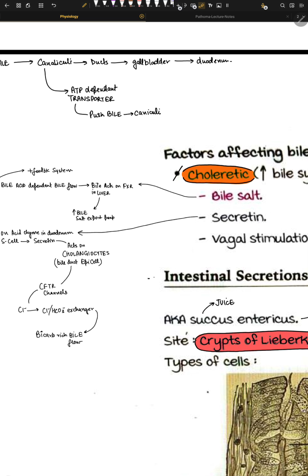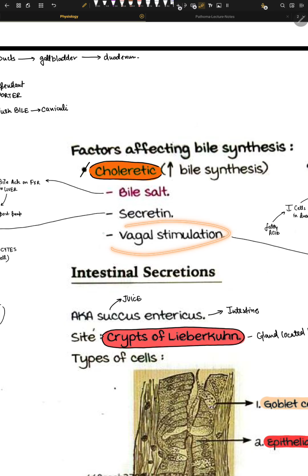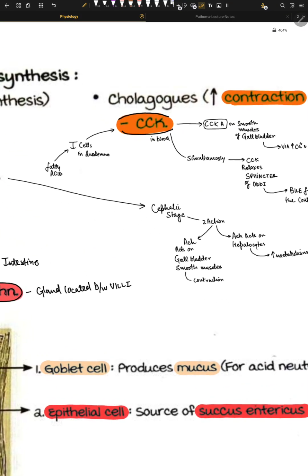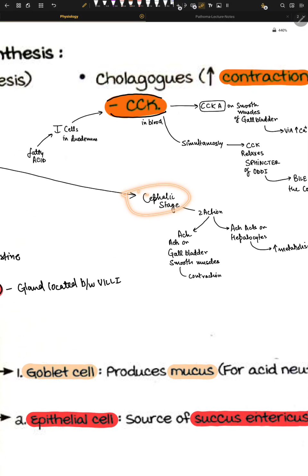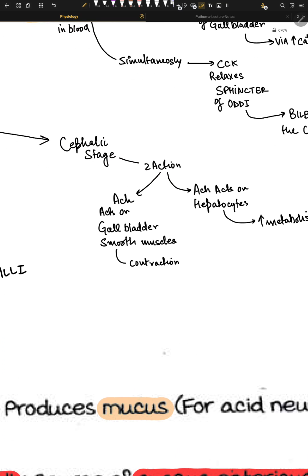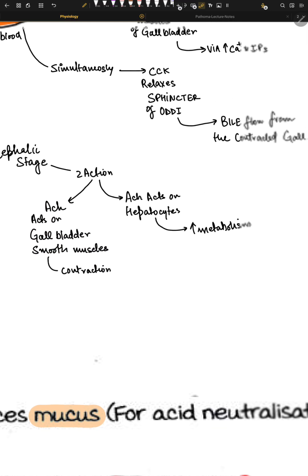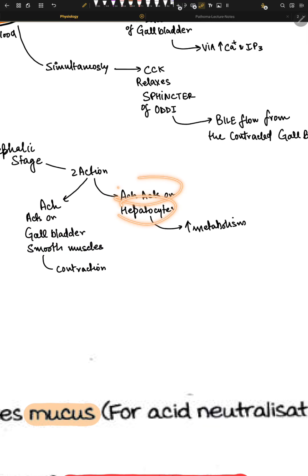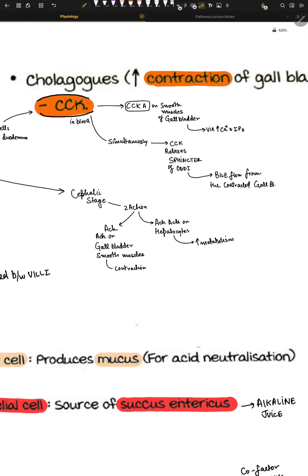I told you about this vagal stimulation, didn't I? Okay, I didn't. So this vagal stimulation is the cephalic stage, right? We see food, we are hungry. The cephalic stage has two actions. First, acetylcholine acts on the gallbladder smooth muscle, and contraction happens. It also acts on hepatocytes, and then there is more metabolism. So the cephalic stage leads to contraction of the gallbladder and the hepatocytes being more active.